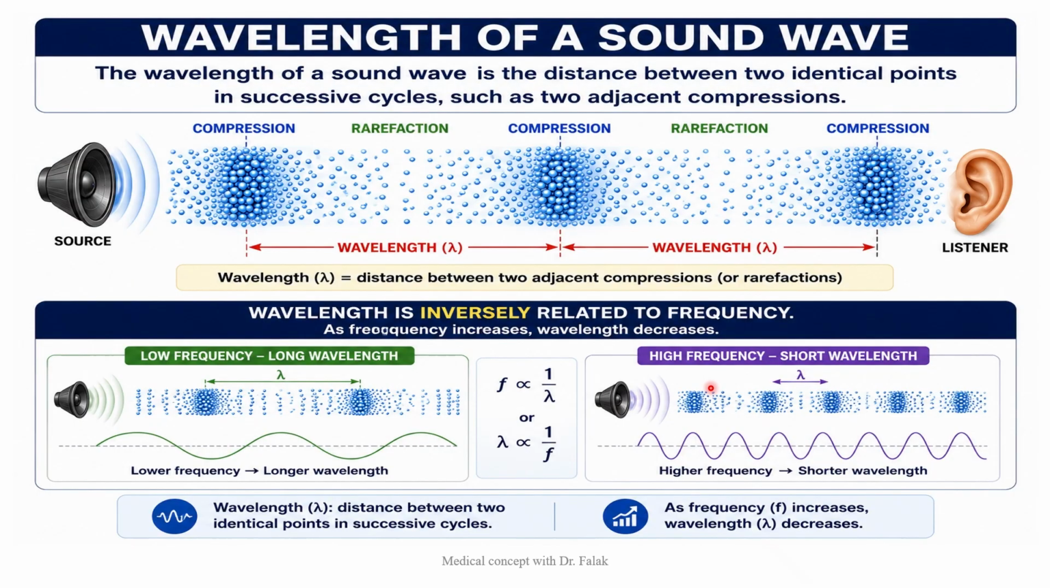Then comes wavelength. The wavelength of a sound wave is the distance between two identical points in successive cycles, such as two adjacent compressions or two adjacent rarefactions. Wavelength is inversely related to the frequency. So as the frequency increases, the wavelength decreases.